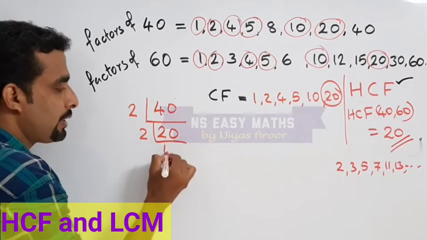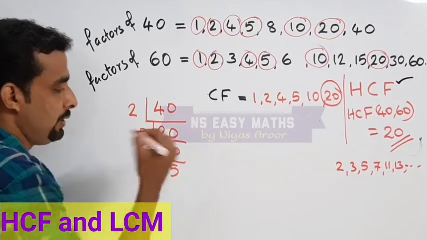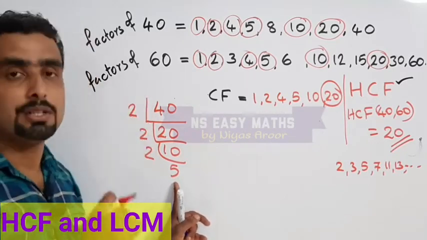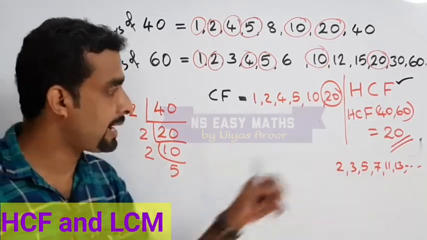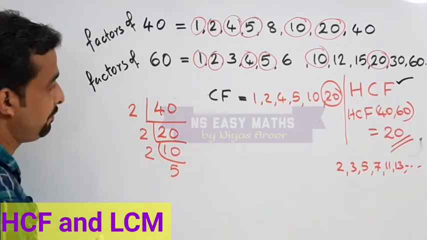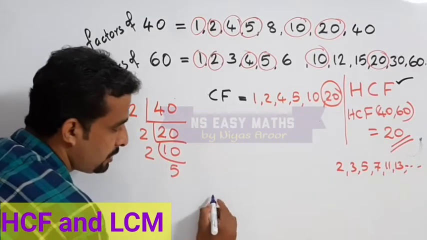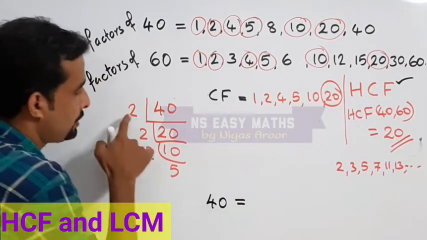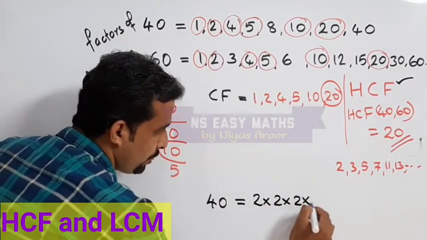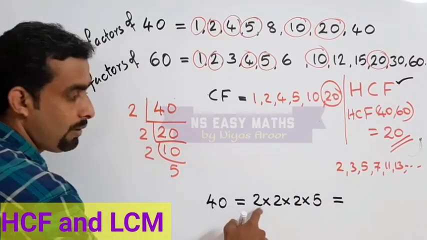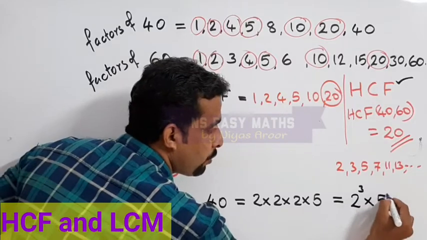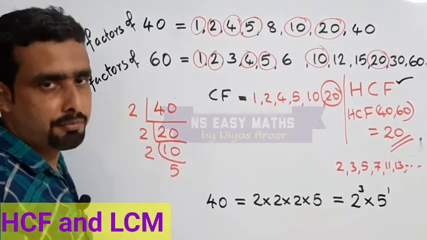Again by 2 we get 10. Again by 2 we get 5. At last we got a prime number, so we can stop the procedure. See, 5 is a prime number. So 40, by prime factorization, is equal to 2 into 2 into 2 into 5, which is 2 raised to 3 into 5 raised to 1, or 5 itself.